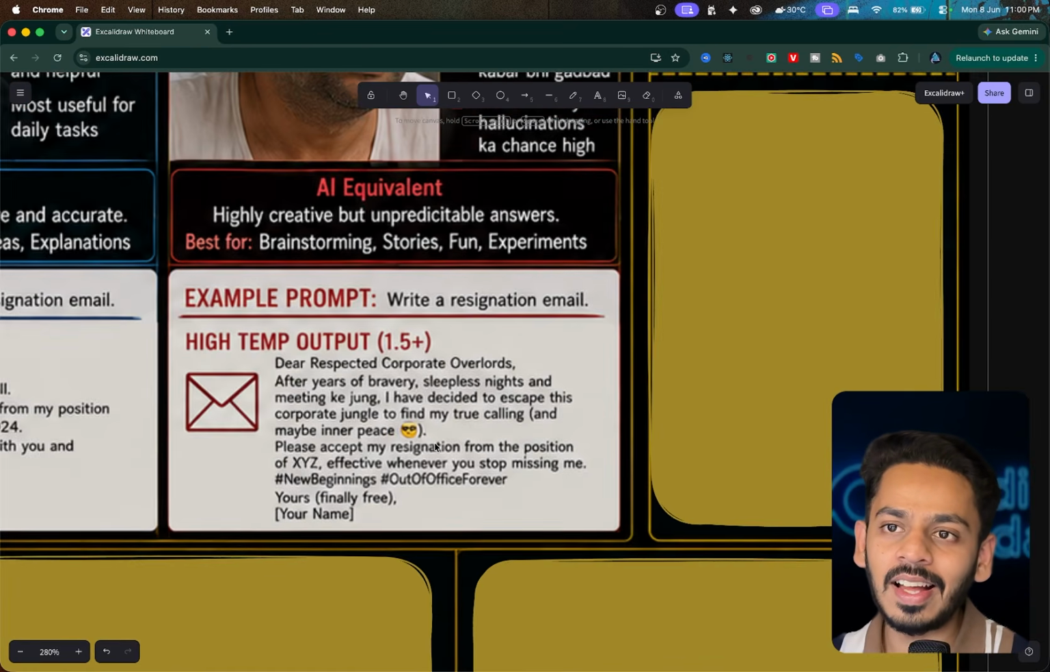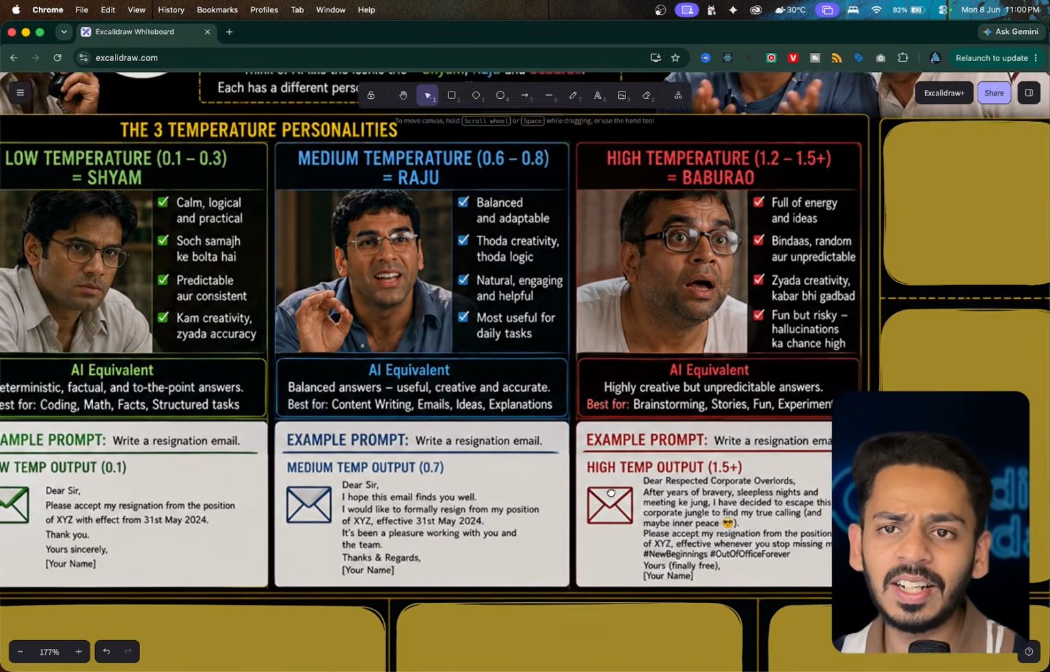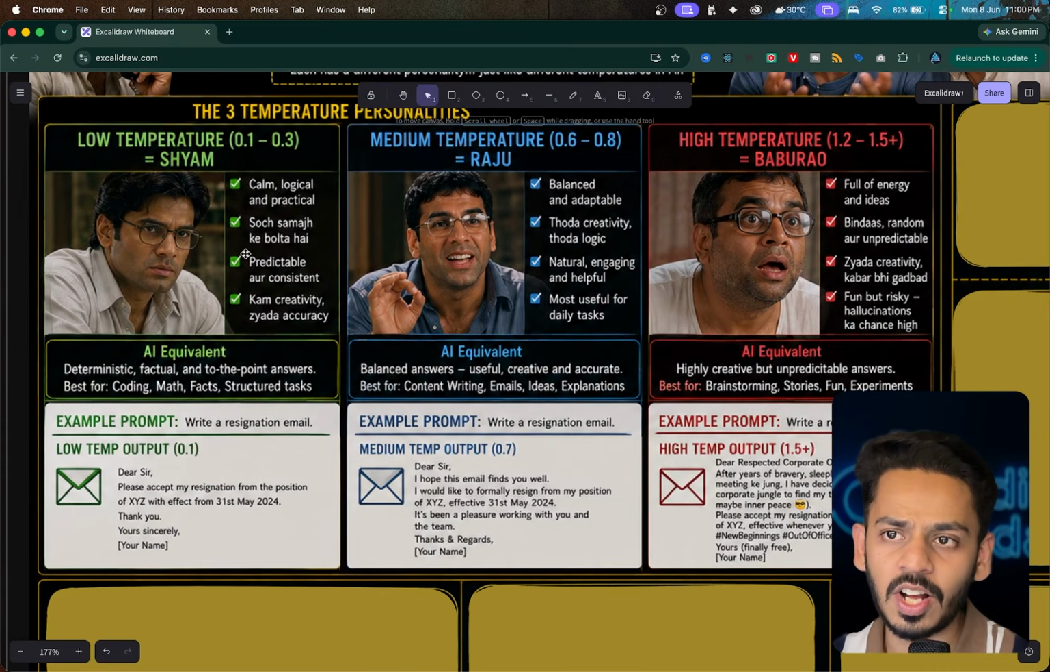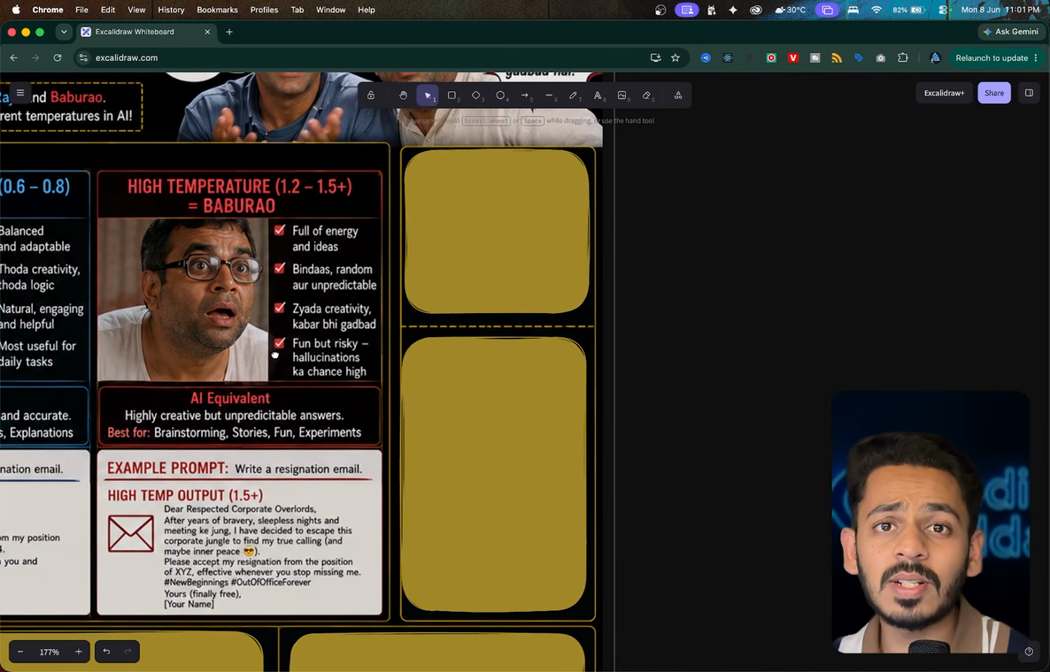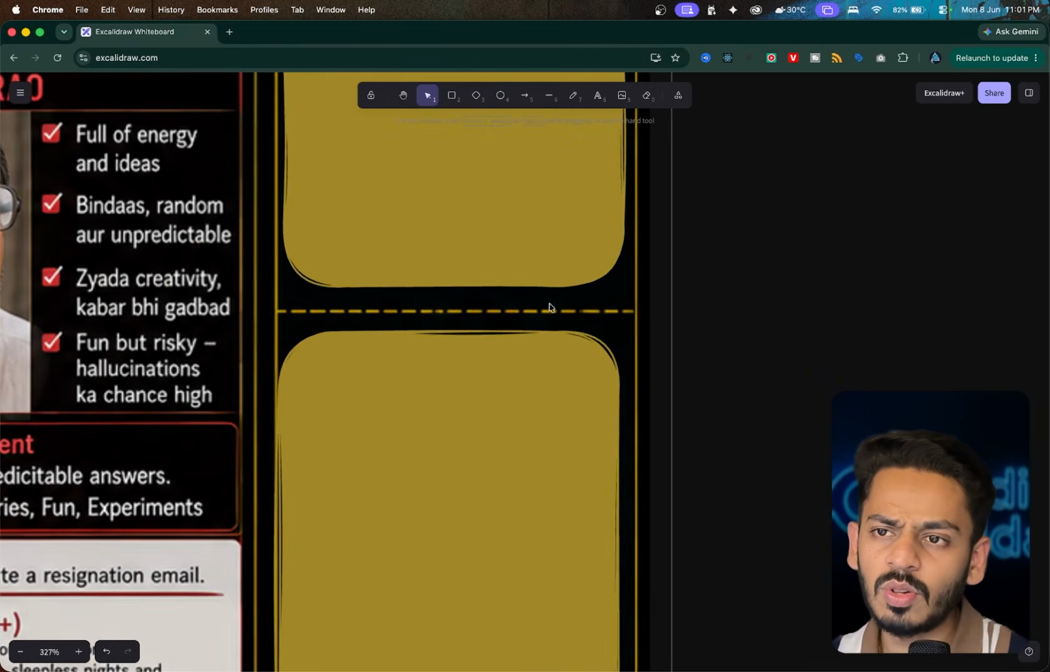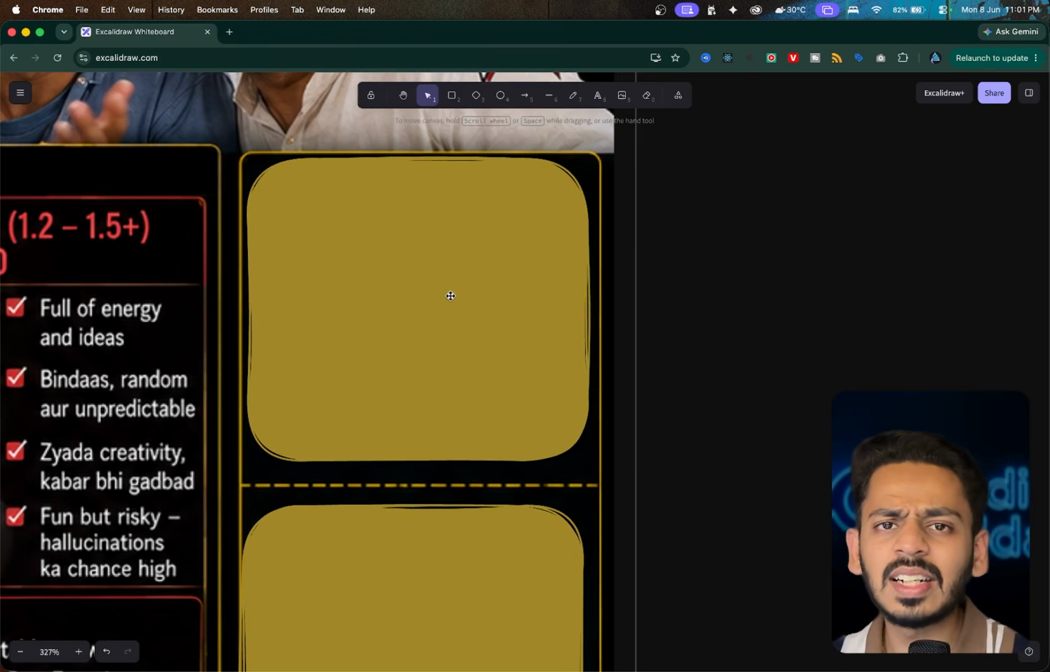So as we see, we have three different personalities here: Shyam, Raju, Babu Rao. While the first one is very straightforward, the second one has a balanced type of response, and the third one is extremely creative and full of energy and ideas. So these are the three different temperature personalities that we have. Now let us get into what exactly is temperature.